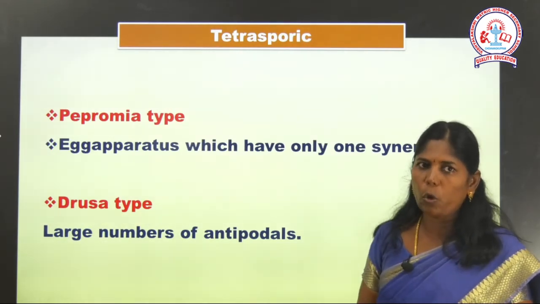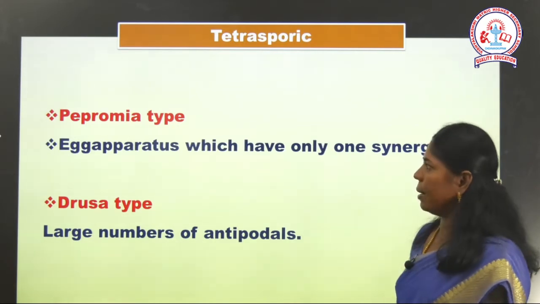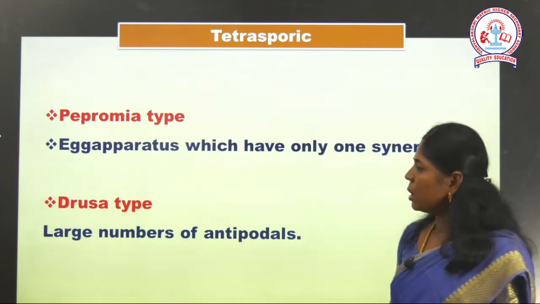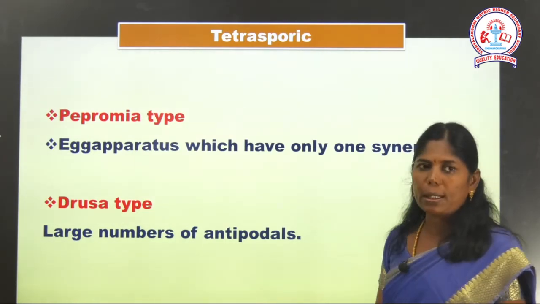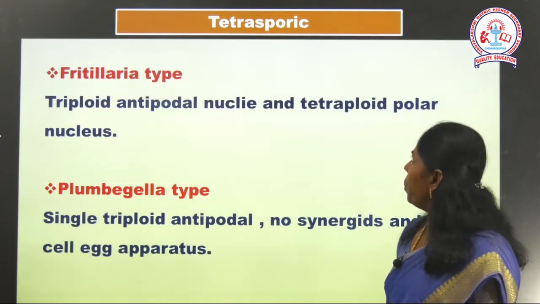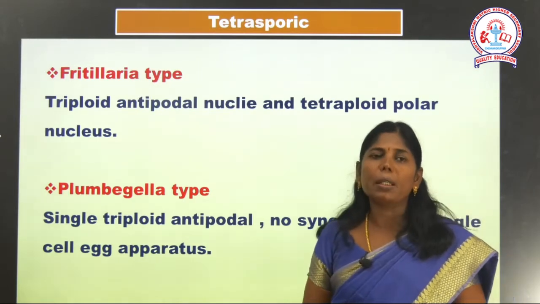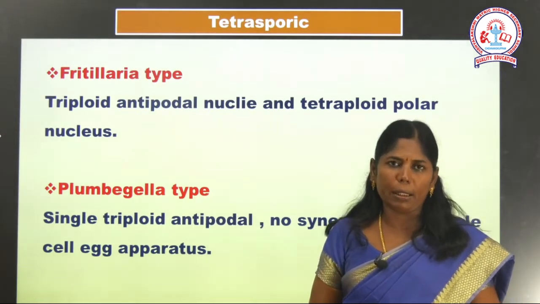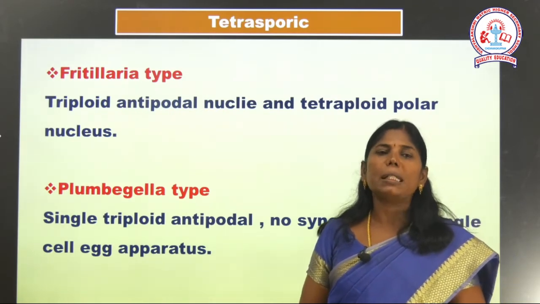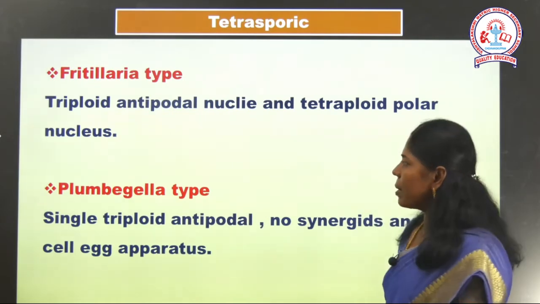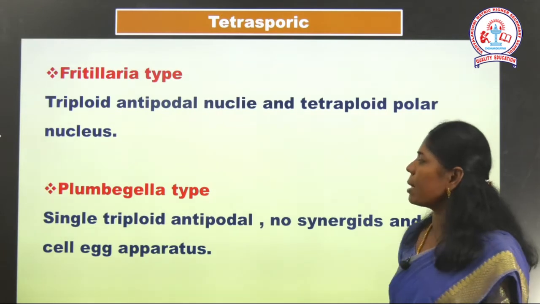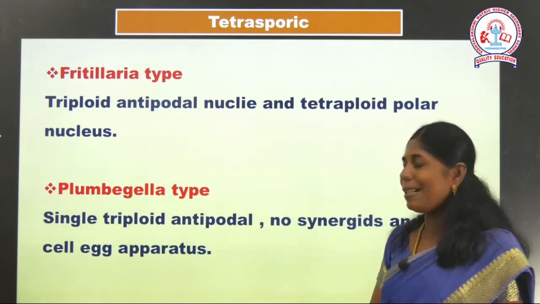And tetrasporic types like the Peperomia type and Drusa type. Peperomia has an egg apparatus with only one synergid. Usually 2 synergids are present in Polygonum, but here only one synergid is there. In the Drusa type, a large number of antipodals are present. And the Fritillaria type has triploid antipodal nuclei and tetraploid polar nuclei. Triploid means 3n, and tetraploid means 4n, so 4 sets of chromosomes are present. Next one is the Plumbagella type, that is a single triploid antipodal, no synergids, and a single cell egg apparatus.